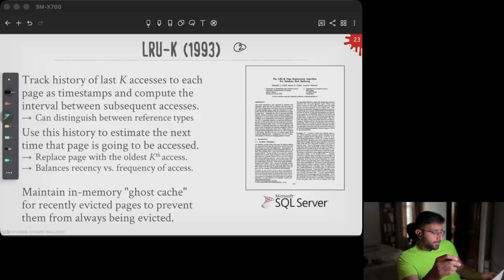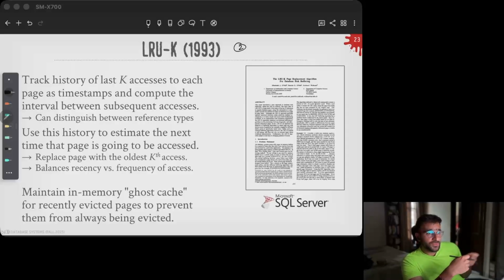Then, while evicting a page, what do you do? You take the current timestamp of the system. That timestamp might be some incremental counter, or you might use the wall clock time. Usually, systems don't use the wall clock time, but some internal counter that is being incremented. You take that timestamp, subtract the Kth access time, and evict the page with the largest difference.